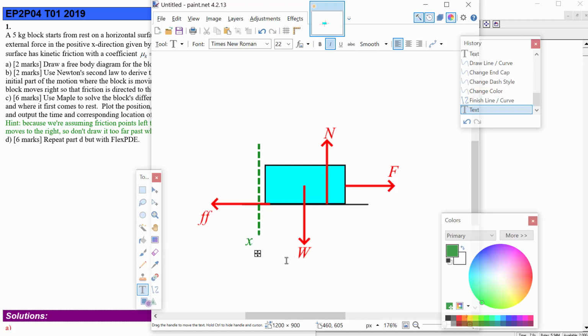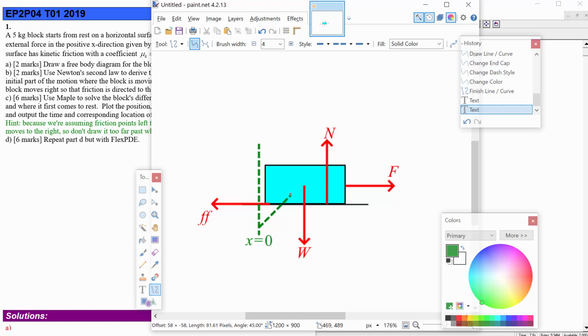Okay, so we don't want the 0 to be italic. So if we really want to be fancy here, then we have to start another one and say not italic, and then type the 0. And then we can show that this direction to the right is the direction of increasing x.